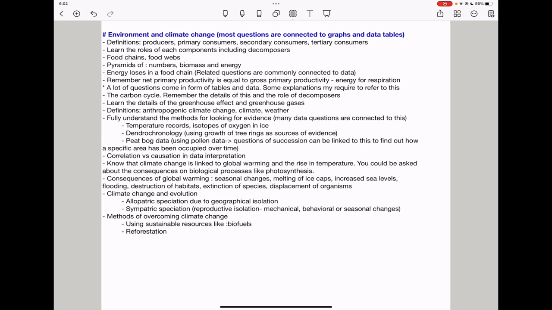Please fully understand the difference between a correlation and a causation in data interpretation. If you look at data more so relating to climate change, the evidence given, does it show a correlation or does it show a causation? You need to fully understand that. You need to know that climate change is linked to global warming as well as the rise in global temperatures.